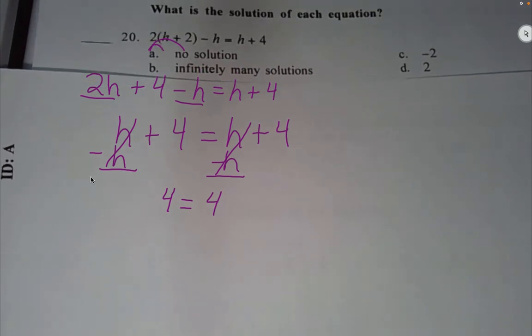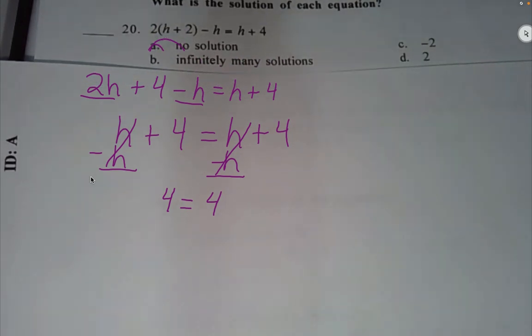It's infinitely many solutions. That means it doesn't matter what number I plug in, it's going to work. 4 equals 4, it's always going to work. When would it be no solution? If it said like 2 equals 4. Okay? If it says 2 equals 4, that's no solution. But this means infinitely many. I can plug in any number for h, and it'll be equal. Okay?